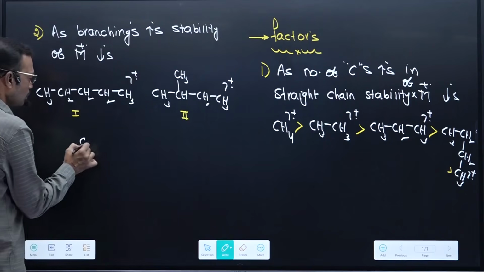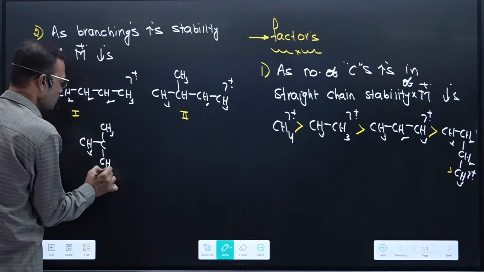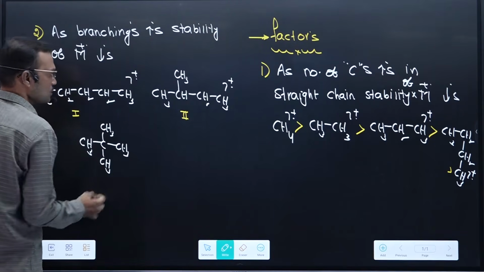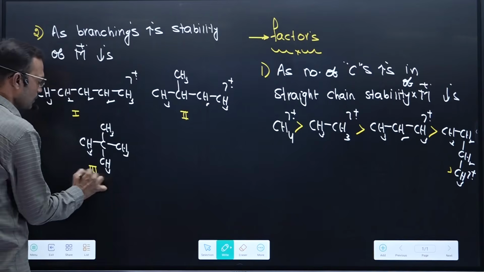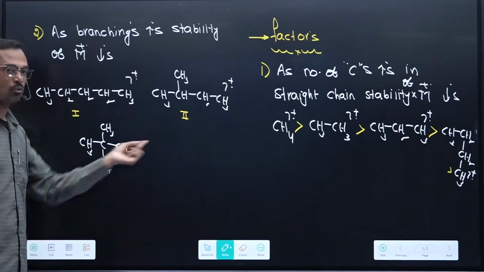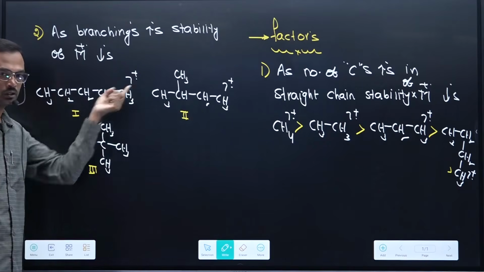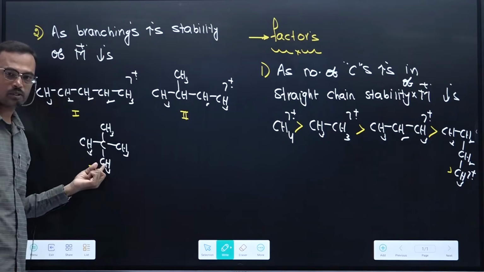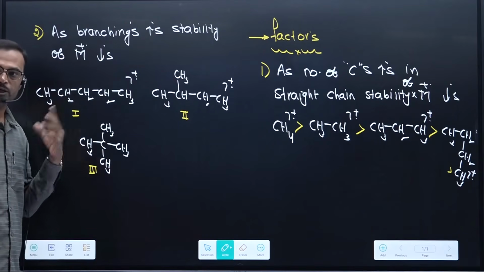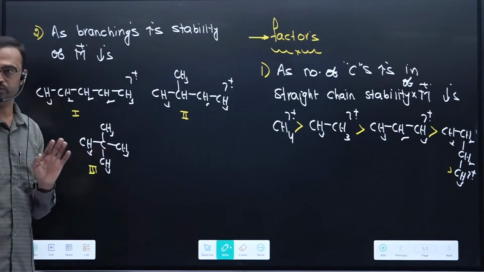I am taking a third molecule, which has 5 carbons with more branches, CH3 and here one more CH3, like this. This is 3. So these molecules have the same molecular formula but differ in their branches. Here 5 carbons, no branch. 5 carbons, 1 branch. 5 carbons, 2 branches. As the number of branches increases, the stability of the molecular ion decreases.